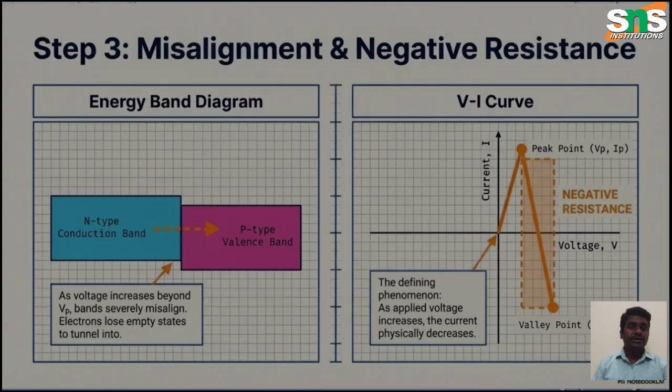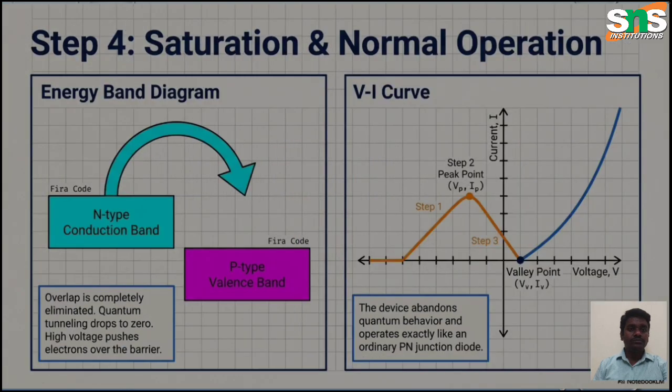Once it reaches the peak point, it suddenly decreases to the valley point. This region, the dotted line region, is called the negative resistance region, from the peak point to the valley point. Here the negative resistance is the key mechanism of the tunnel diode.